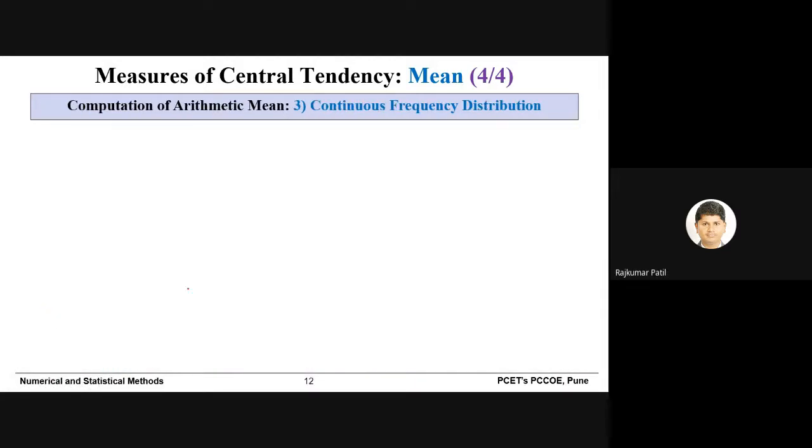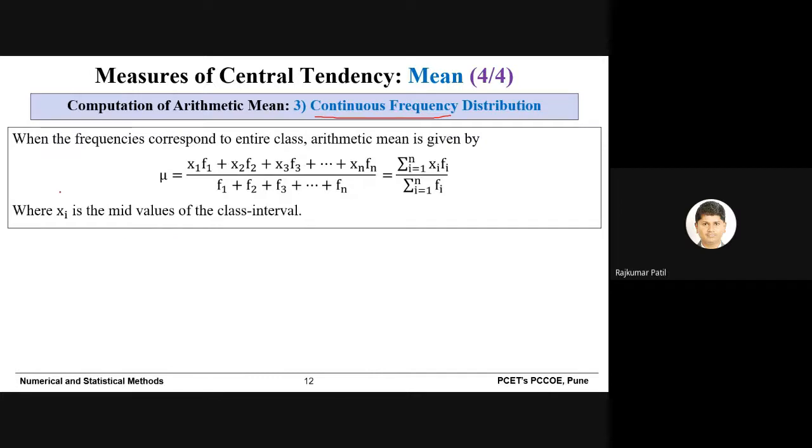We will go to the next case. In this case, we will see how to calculate arithmetic mean when a continuous frequency distribution is given. So when the frequencies correspond to an entire class, the arithmetic mean is given by this formula. When you look at this formula, it is similar to that of discrete frequency distribution. The formula is the very same, but only one word changes there, that is, entire class.